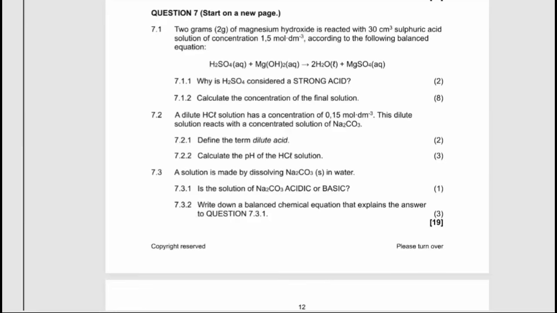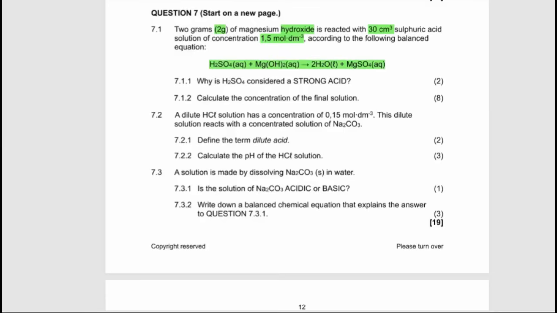Question 7.1 reads: 2 grams of magnesium hydroxide is reacted with 30 cubic centimeters of sulfuric acid solution of concentration 1,5 mole per dm cubed, according to the following balanced equation. So our equation is there, and it is actually balanced.